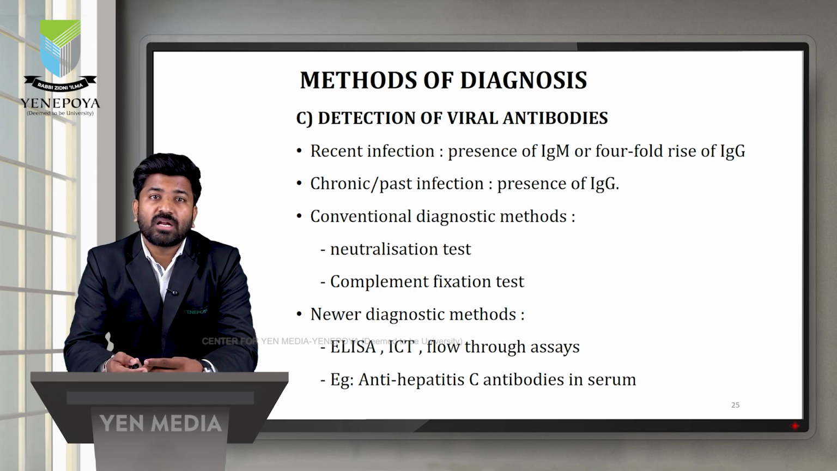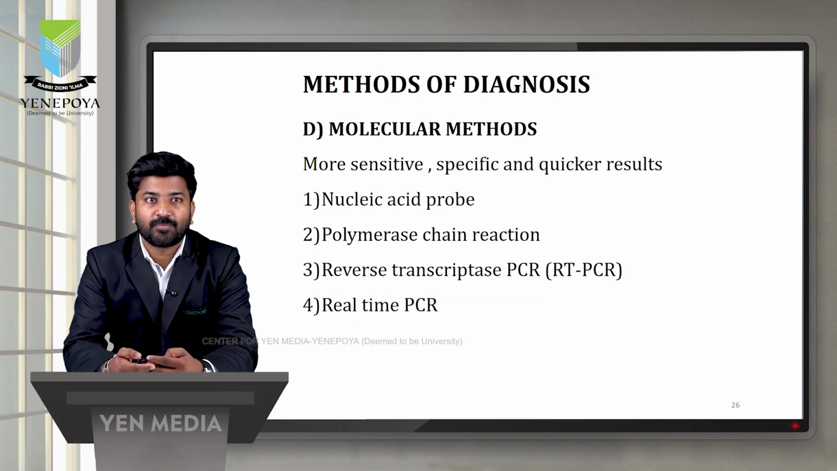The normal conventional diagnostic methods that we usually use are neutralization tests and complement fixation tests to identify the presence of the viral antigen. Newer diagnostic methods such as ELISA, ICT, flow through assays have helped us vastly to shorten the conventional method timeline. Example, anti-hepatitis C antibodies that are identified in the serum using ELISA.